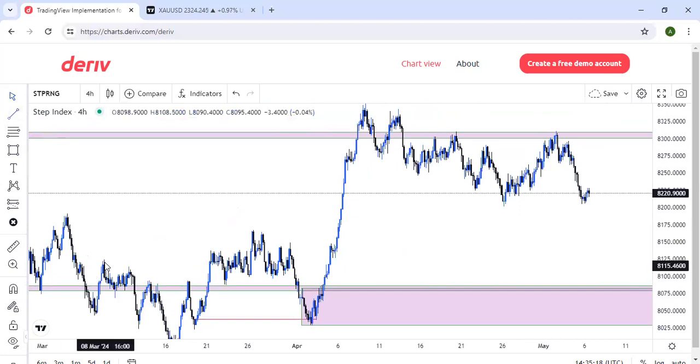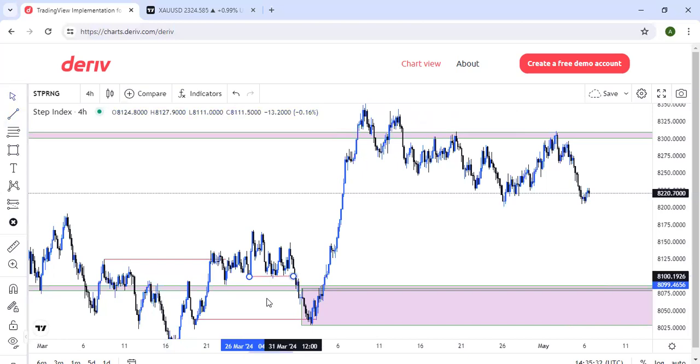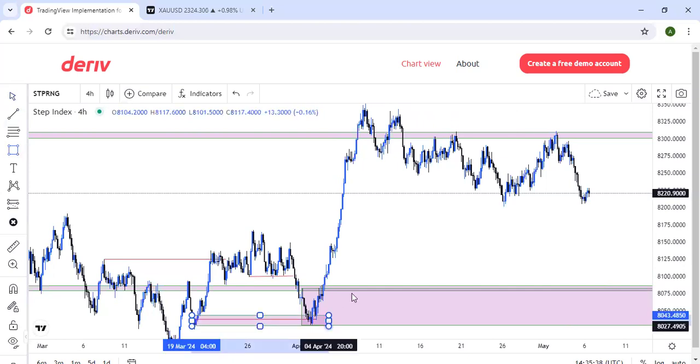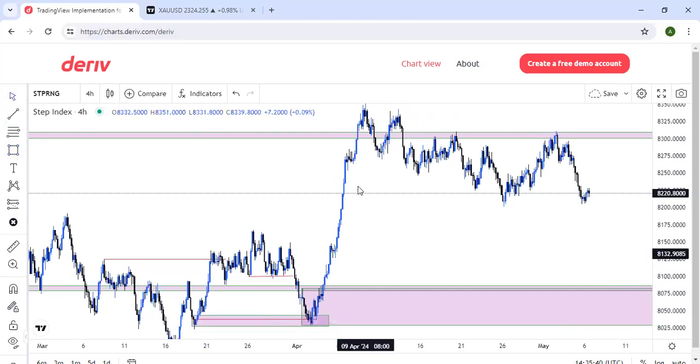All right, H4 broke structure somewhere around here to the upside. Had an inducement around here. Came back to this zone to start buying. So now it has started buying from there to this zone.